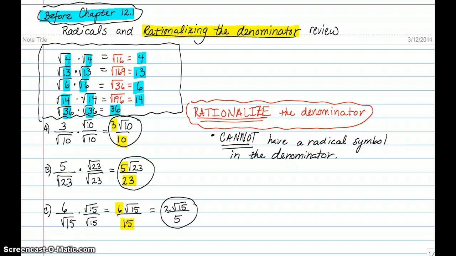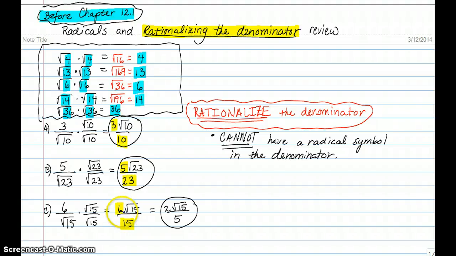In order to get rid of the square root of 15 in the denominator, that radical symbol, you multiply the denominator by the square root of 15, which gives you 15. Whatever you do to the denominator in the property of equality, you must also do to the numerator. So you take 6 times the square root of 15.